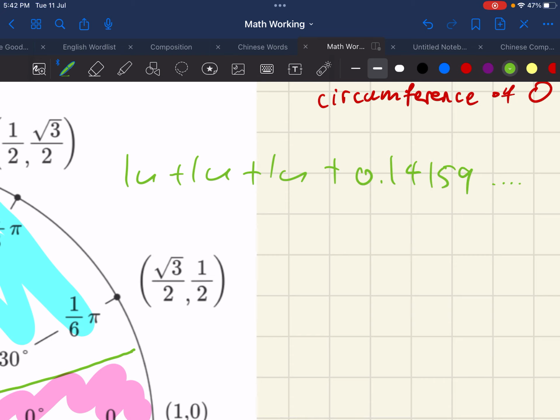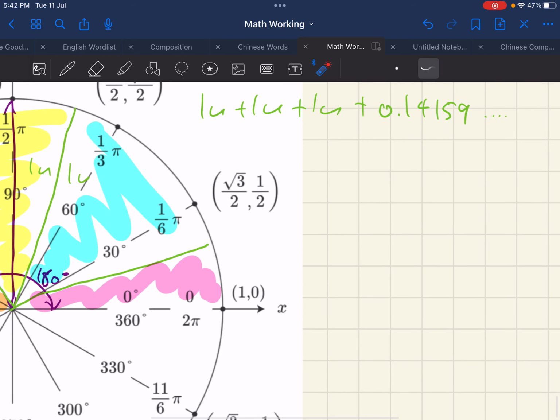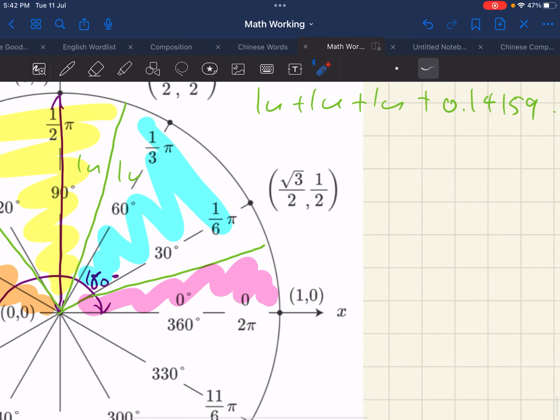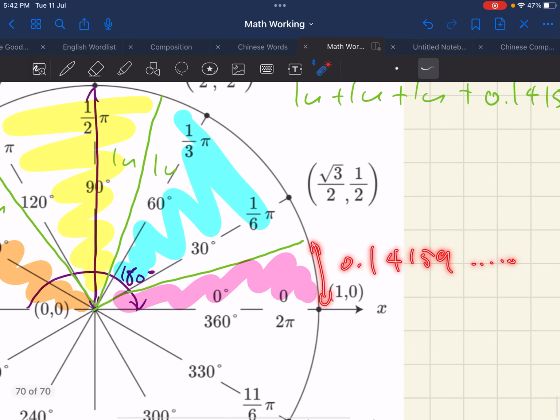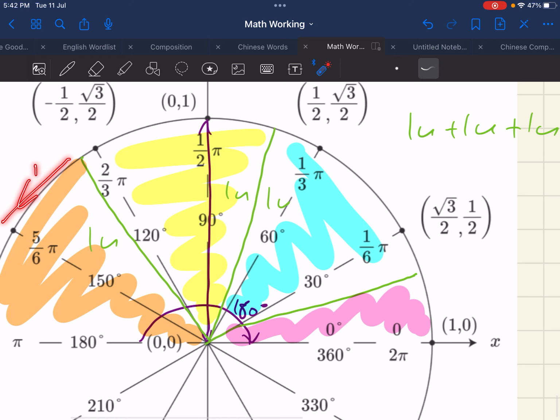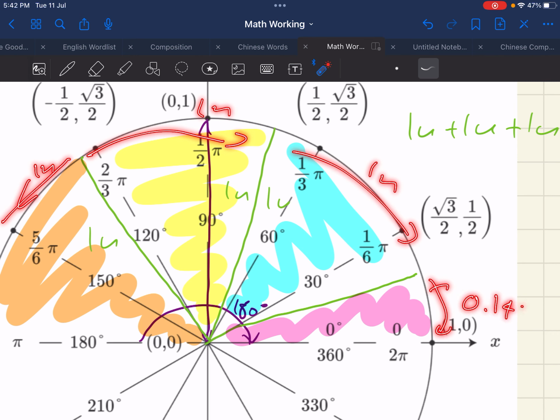Now I have 0.14159 blah blah blah over here. This will be my 0.14159 dot dot dot. This length. Okay, understand? So basically this length is just 0.14159 dot dot dot. And then this is just 1 unit, 1 unit, 1 unit, and this is 0.14159 dot dot dot unit.